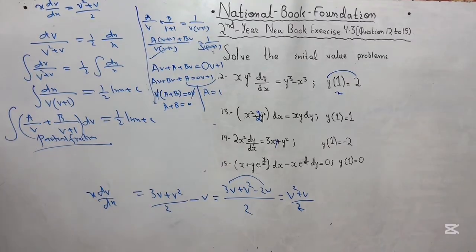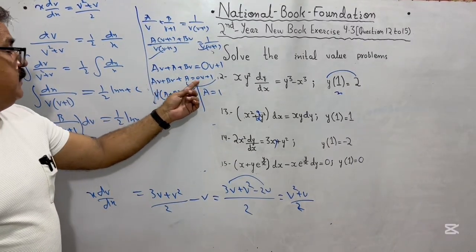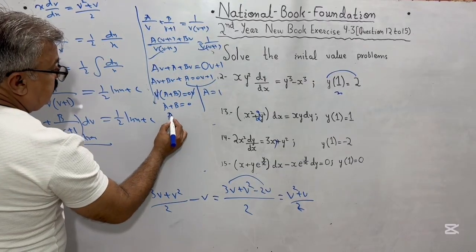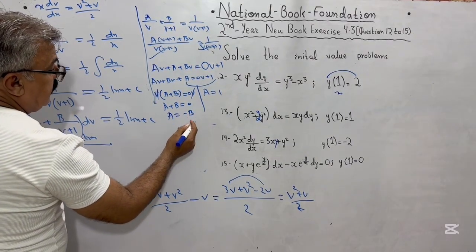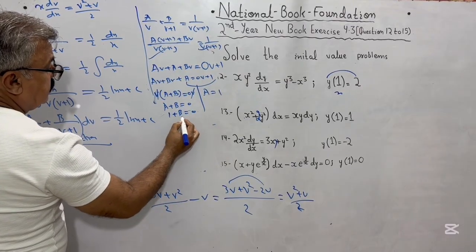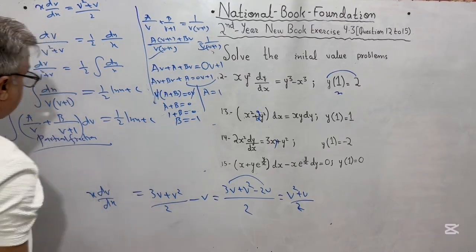Just compare the coefficients. Coefficient of v is equal to the coefficient of v, that's 0. Constant is equal to constant. We have already a, so a is equal to minus b. Okay, put the value of a here: 1 plus b is equal to 0. So b is equal to minus 1.